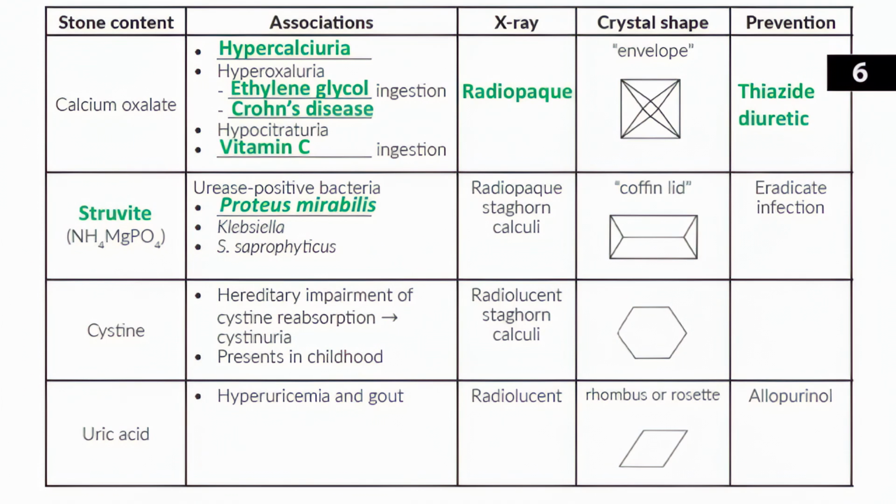We treat cystinuria by alkalinizing the urine, which increases cysteine solubility so that it doesn't precipitate out of the urine and form stones. And then uric acid stones are associated with hyperuricemia and gout, as you might guess. And these stones are also radiolucent.